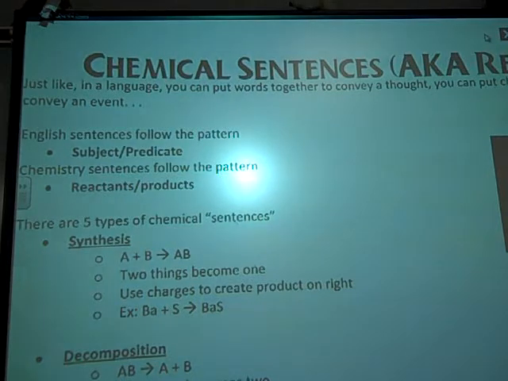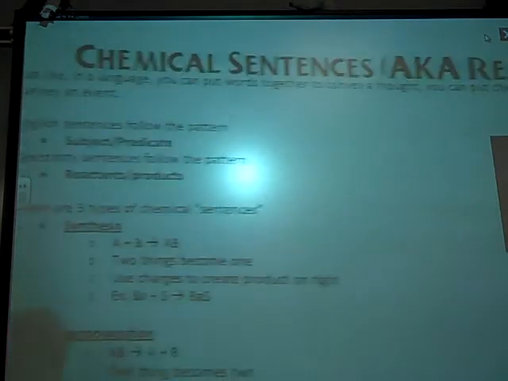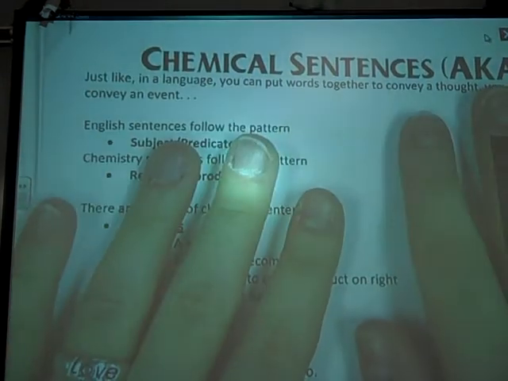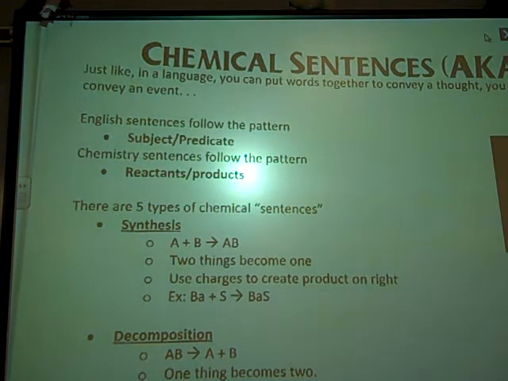Alright, so this is chemical sentences, aka chemical reactions. If you will put this sheet in front of you, I will walk you through this front page and then a couple of examples from each of the following sections.